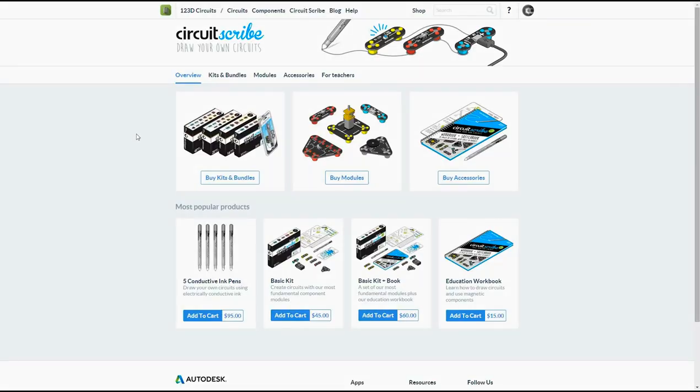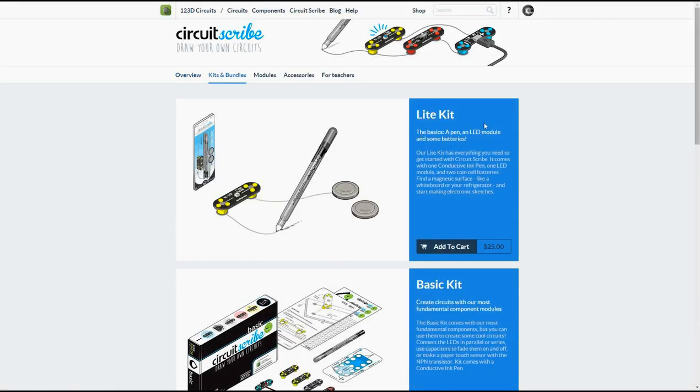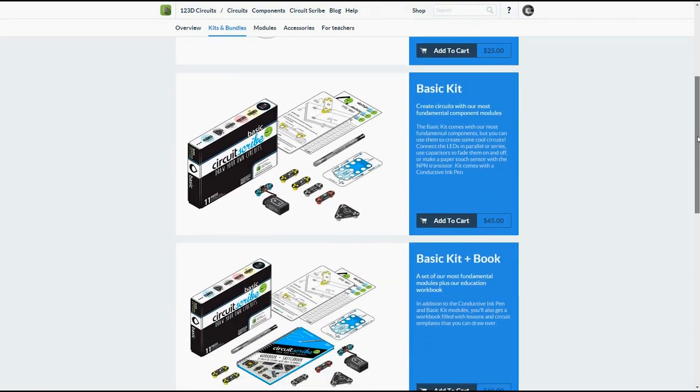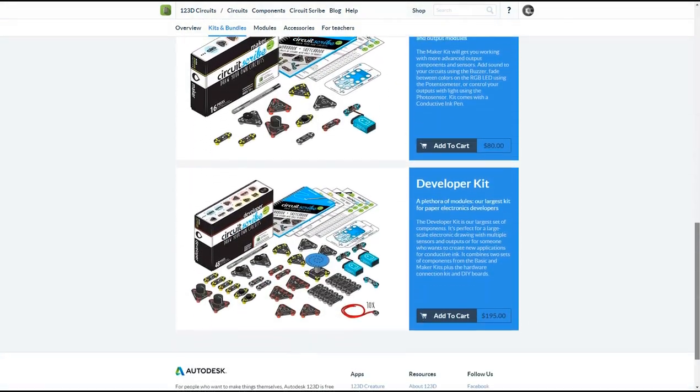Circuit Scribe is available at electroinks.com. As you can see, it's pretty neat. I had a lot of fun playing with it. I think it would make a great gift for any young tinkerers, you know. Its possibilities are a bit limited for the price, but it makes up for that by just being cool.